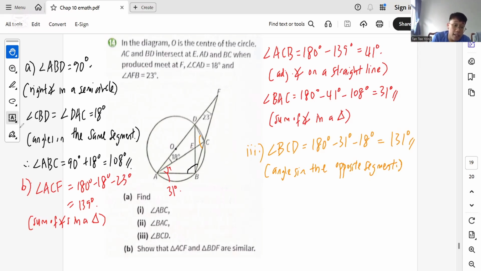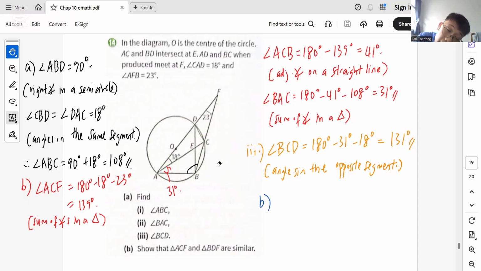All right. Okay, now going on to the last part, part B. So show that ACF and BDF. Where's BDF? BDF. Oh, okay, show that they are similar. Okay. So that means we got to show that they are similar, right? Let's see. So ACF and BDF.